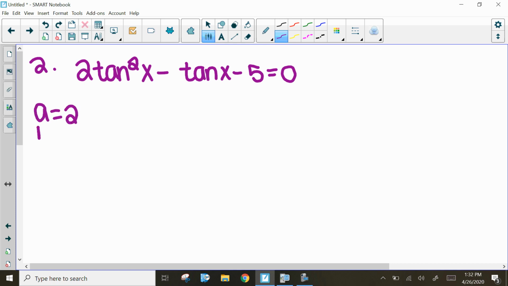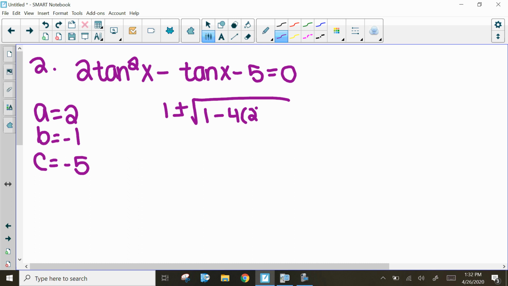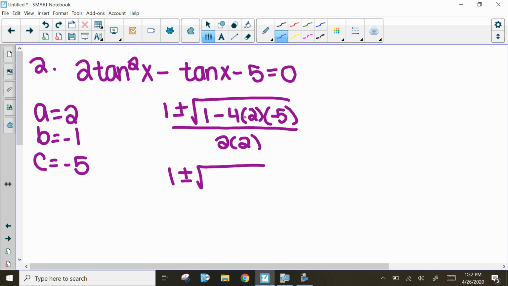A is 2, B is -1, C is -5. So I'm doing negative B, so -1 is 1, plus or minus root B squared, -1 squared is 1, minus 4 times 2 times -5 over 2a, 2 times 2. So 1 plus or minus root, let's see, that's 1 plus 40 over 4.